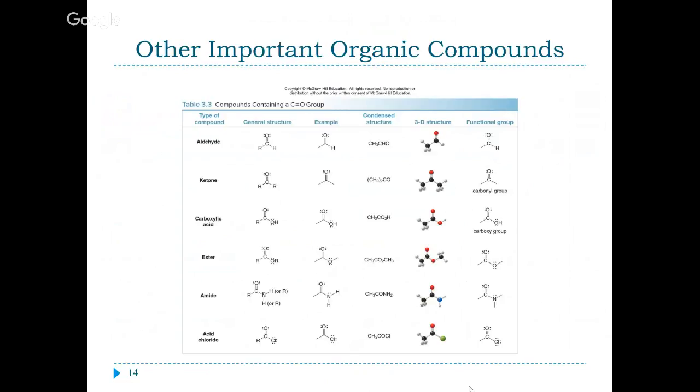Carboxylic acids. Common carboxylic acid is acetic acid, which is also known as vinegar. So now we have both a double bonded oxygen and an alcohol group. This is what makes it an acid. You have to have both. Then we have esters, where we have the double bonded oxygen, and now we have it connected to an oxygen that has another carbon group on it. So we're just kind of increasing the complexity of our compounds.